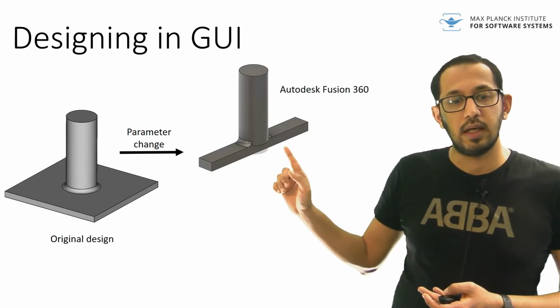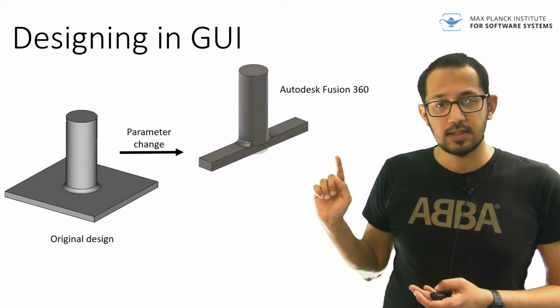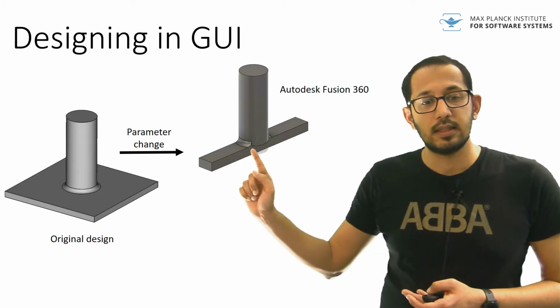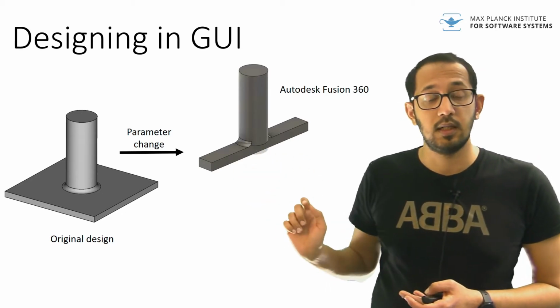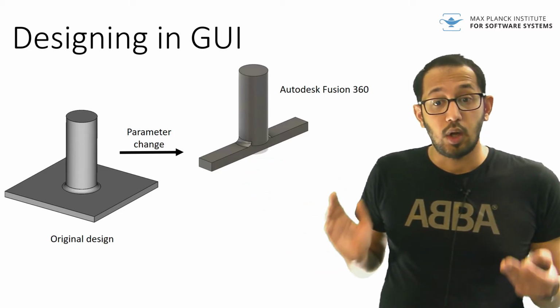Notice how the edge here and here is filleted. That is good, but this is still a wrong result, because this edge here and the one on the other side, which are also the edges which connect the base to the cylinder, are not filleted.